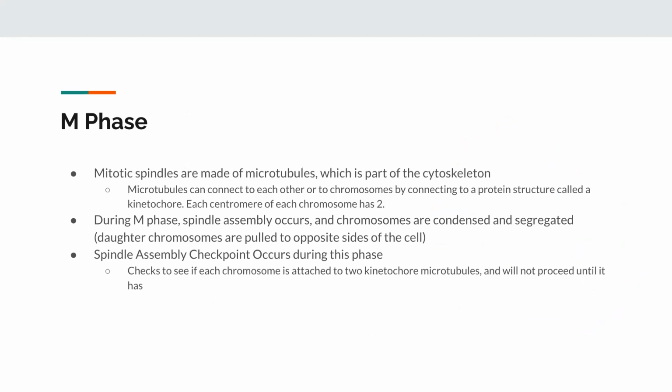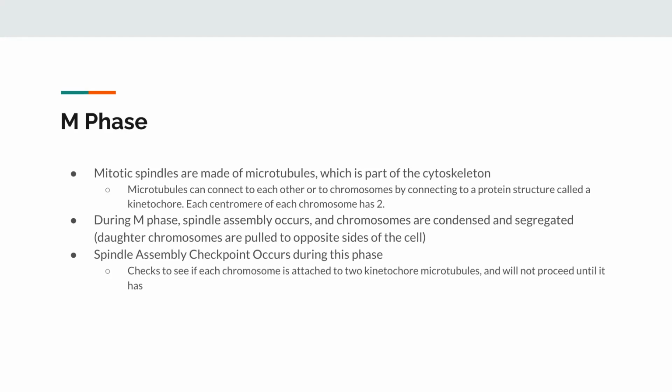All right, M phase. Just a quick breakdown. Mitotic spindles are made up of something called microtubules, which are part of the cytoskeleton. Microtubules are aggregates of protein that form what's in essence a dry spaghetti noodle. They're rigid. They can bend, but they don't form angles or anything like that. And you have these dry spaghetti noodles throughout the entire cell, and organelles are either free floating, or anchored onto these spaghetti noodles, or things that walk along these spaghetti noodles to move things through the cell. The microtubules can connect to each other or to chromosomes by connecting to a protein structure called a kinetochore.